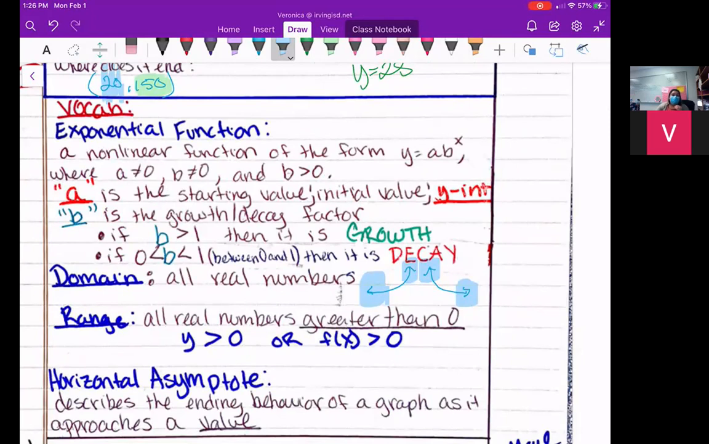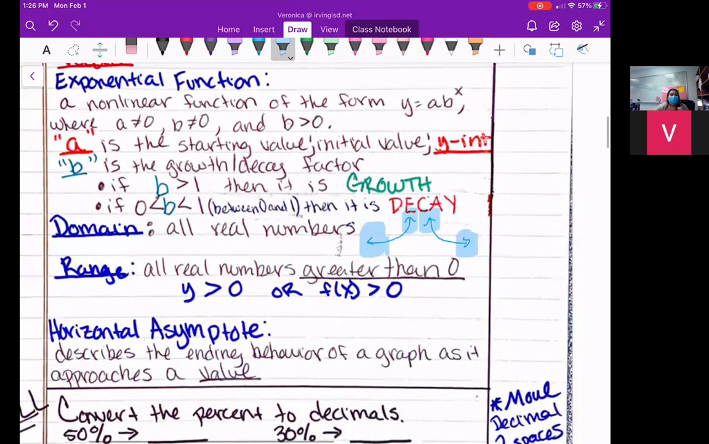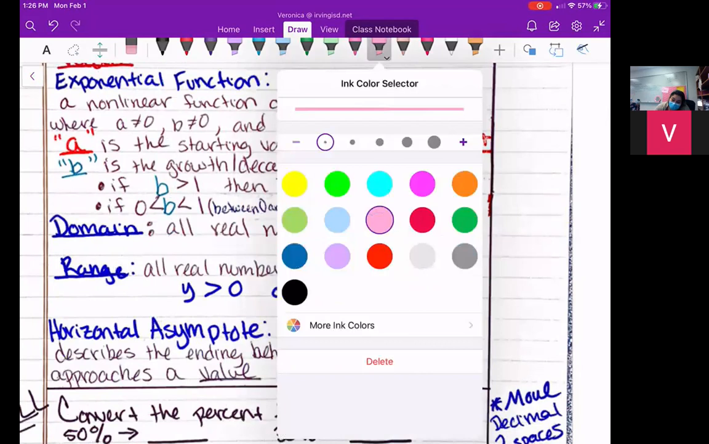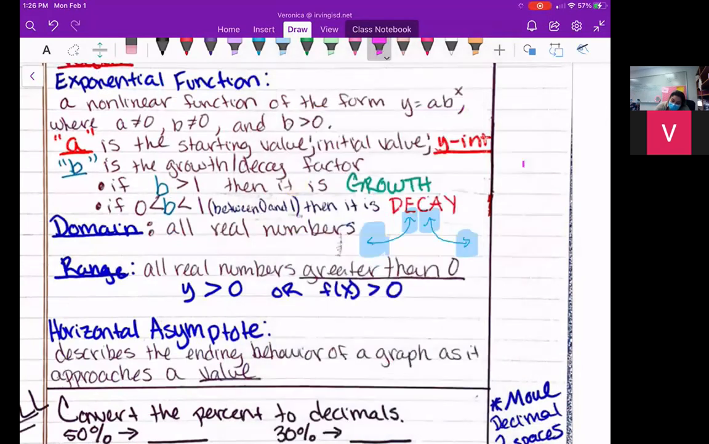Now, for your range, you have all real numbers greater than 0. So the reason it's greater than 0 is because of a horizontal asymptote. So remember, it's been a good minute since we've done this, right? So if I look at this picture, and if you look at this pink dashed line that I'm drawing, right?